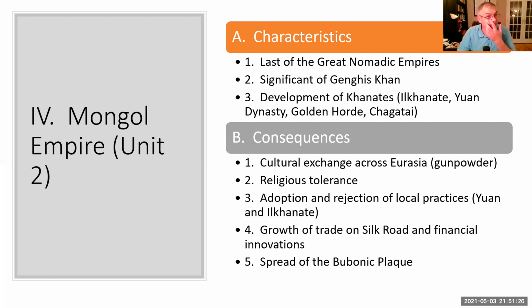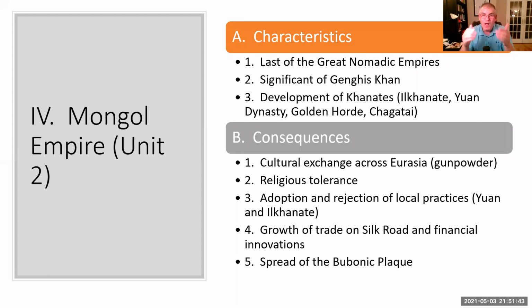They promote religious tolerance. So, they had their own animistic faiths, but later in the Ilkhanate, you're going to see the adoption of Islam by the Mongols. And that brings me to the next thing: the adoption and rejection of local practices.